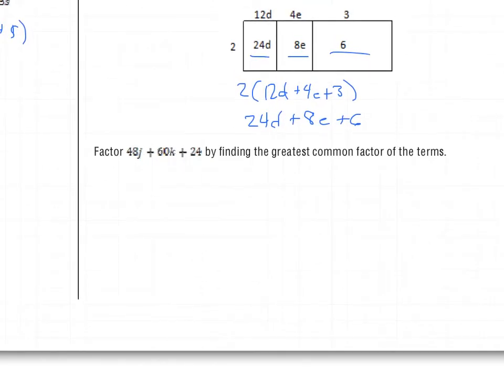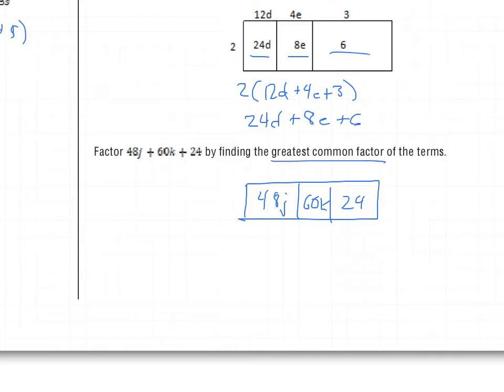Alright, factor the expression by finding the greatest common factor of the terms. Again, if you want to help you out, you can draw the array here. This is 48j plus 60k plus 24. Now I need to find the greatest common factor. So I'm looking through here and I'm just thinking about my common factors.